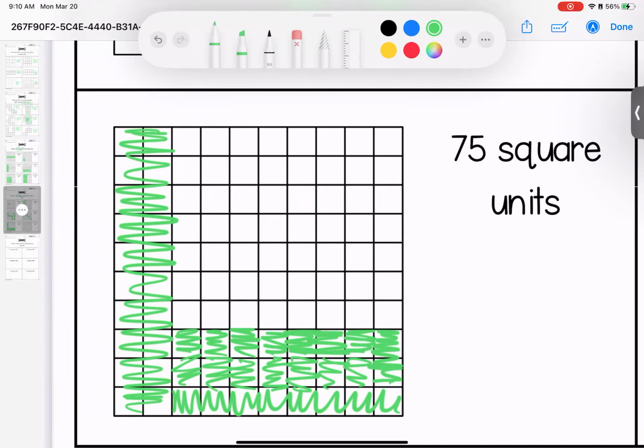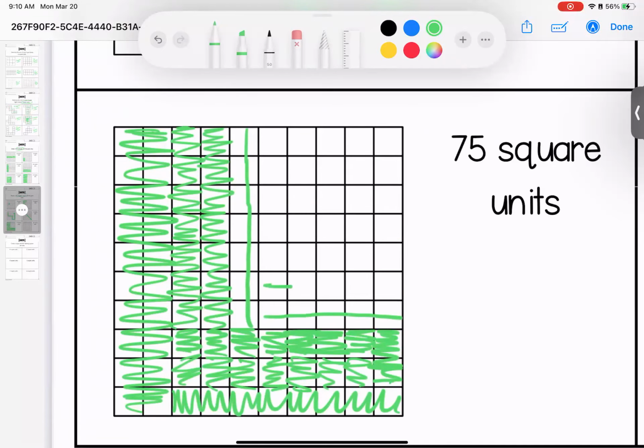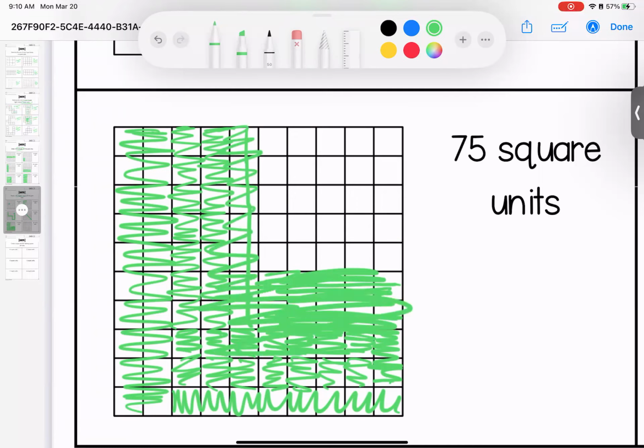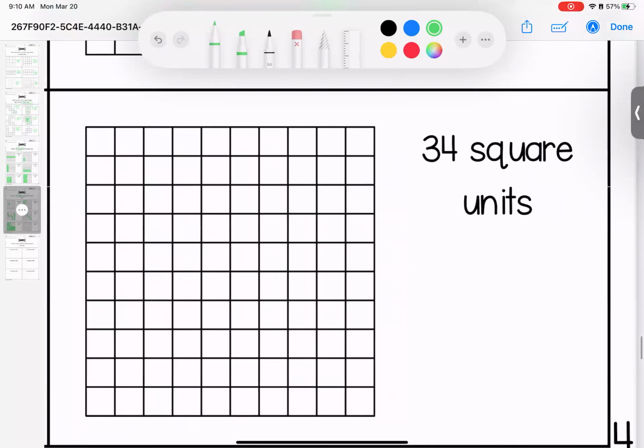Let's make it simple. 44, 45, 46, 47, 48, 49, 50, and on up through 65. I need 10 more. 1, 2, 3, 4, 5. 1, 2, 3, 4, 5. So that's what my shape is going to look like. I'm going to fill them in. 75 square units.